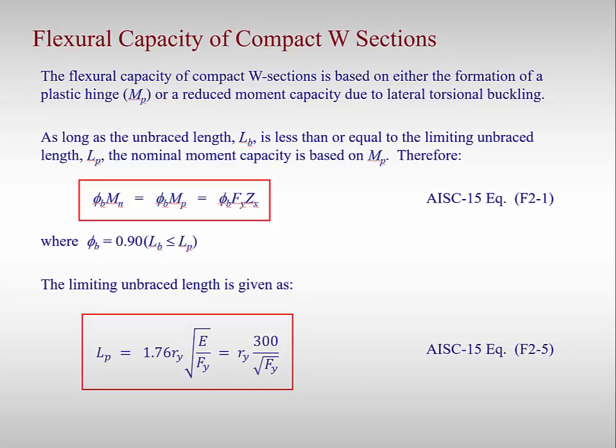Since there is no possibility of local buckling, their moment capacity can only be reduced by lateral torsional buckling. Here, instead of using the slenderness parameter, they move the radius of gyration over to the other side of the equation and evaluate the unbraced length with limiting lengths. Therefore, as long as the unbraced length does not exceed the limiting length for plastic behavior, or L sub P, the moment capacity is given by the plastic moment. Note that L sub P is just the slenderness limit we saw before, but now with the radius of gyration.